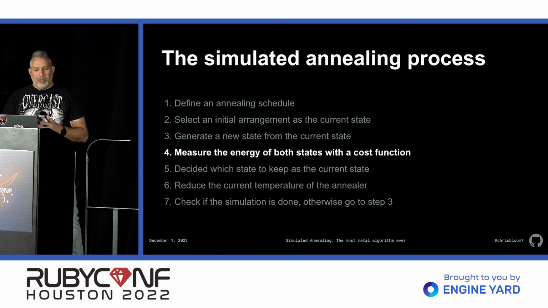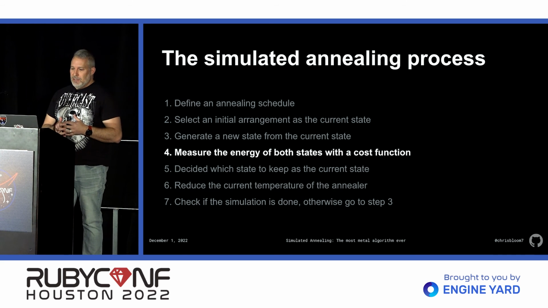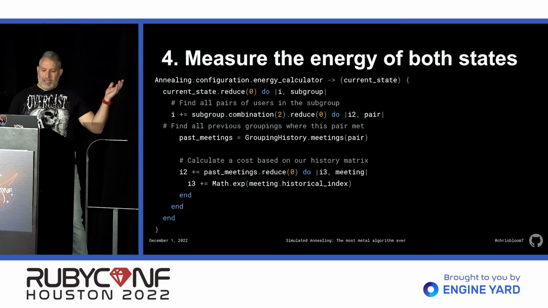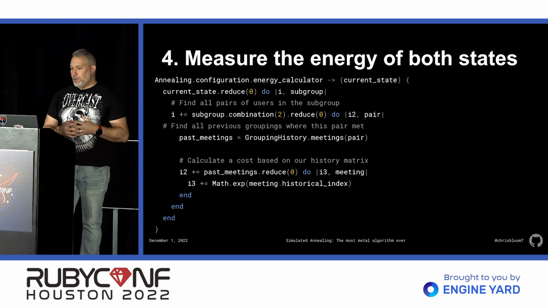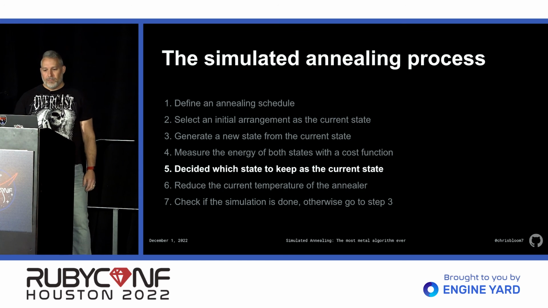Step 4, measure the energy of both states. The energy of a given state is the same as the cost function of the potential solution. We already have this method, so let's plug it in. This is the exact same function we designed earlier, just with the argument name changed. So we won't go through it again, but let's take a minute to appreciate how easy that was to drop in from our earlier brute force attempts.